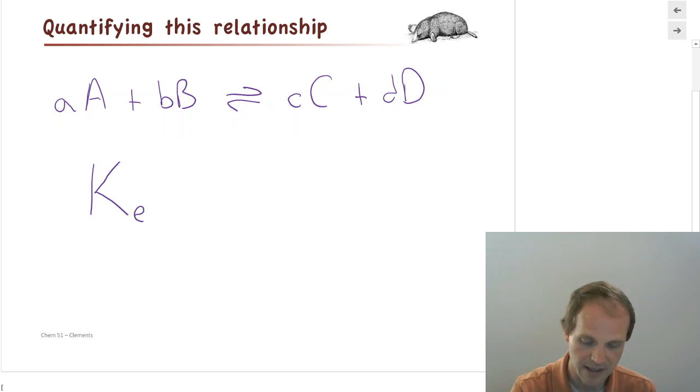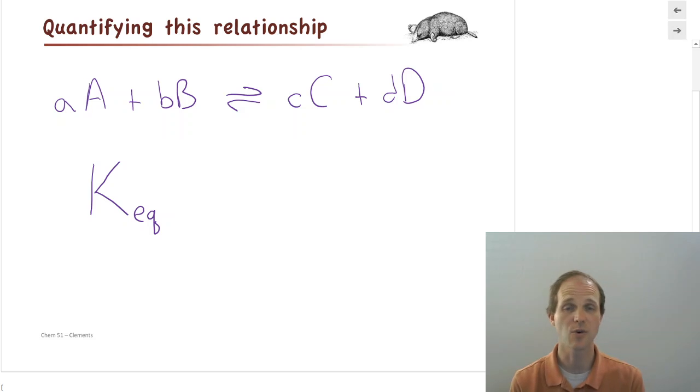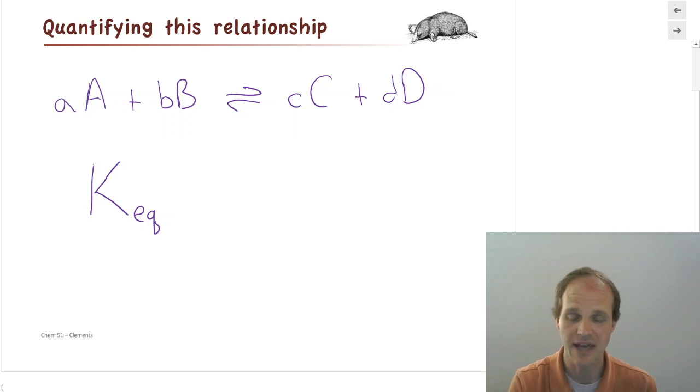Some people will write an EQ down here. It's not required. It's optional. K, K-EQ means the same thing. We will put several other subscripts on there as we go through the class. Some A's, some F's, some C's, some P's. And those mean different things in terms of here's a specific situation of K. But this K works for all situations.